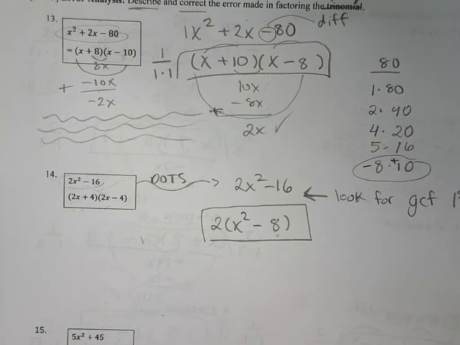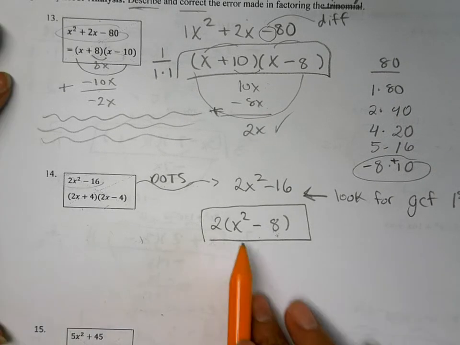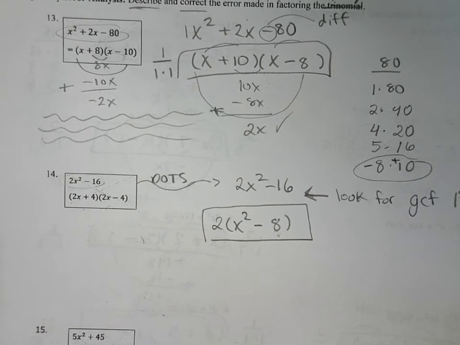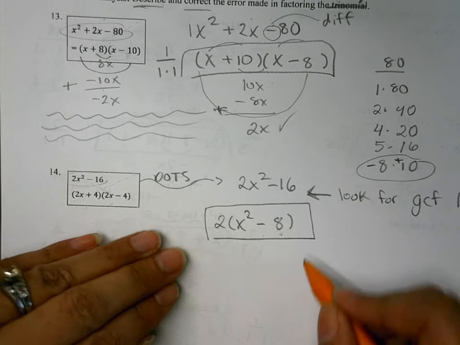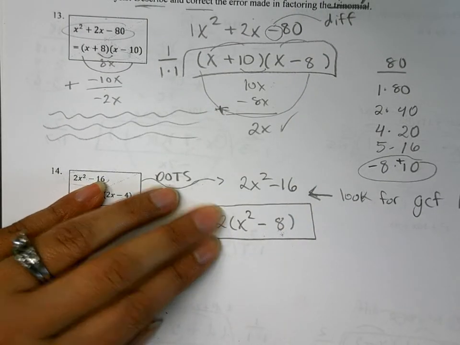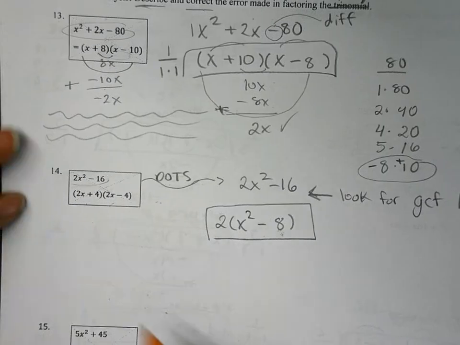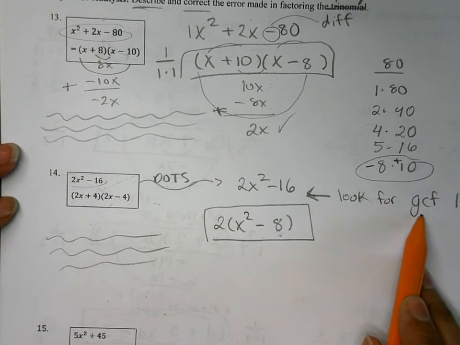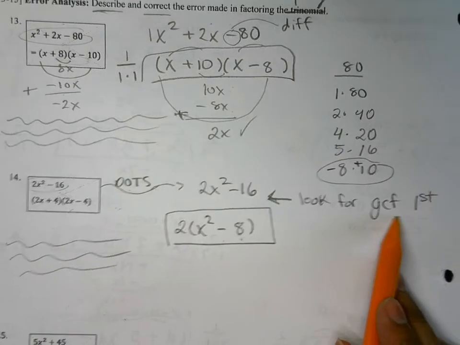Are there some problems where you just do a GCF and then you're done? Yep. It doesn't happen all the time, but it happens most of the time. GCF and done. Rarely we have a GCF and then a difference of two squares, or a GCF and then a trinomial. But this one is just a GCF. Why? Because what's left is not factorable. Does that make sense?